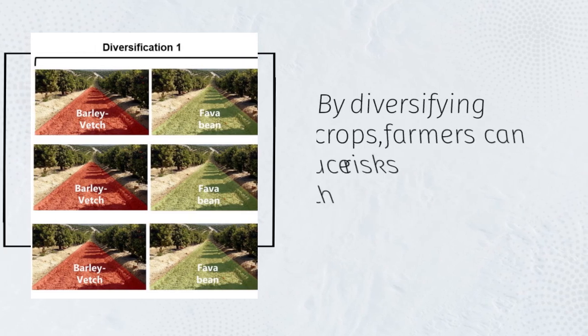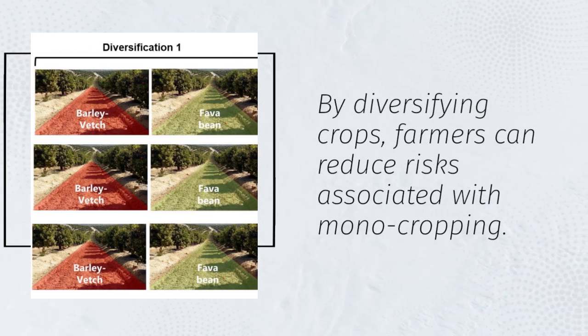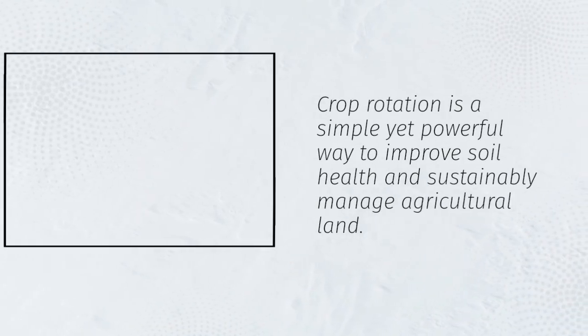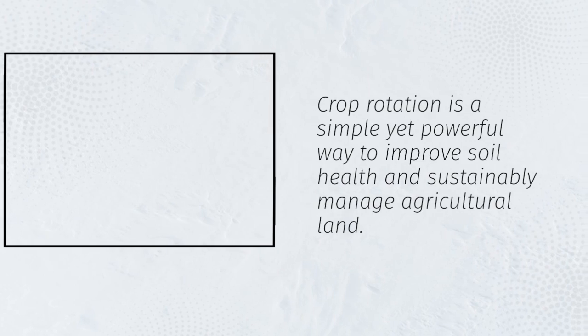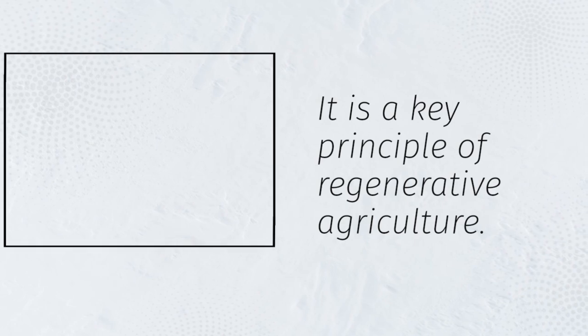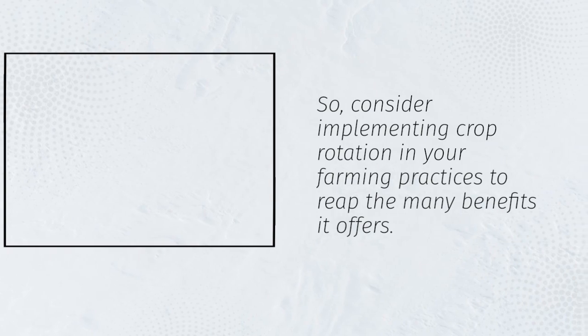By diversifying crops, farmers can reduce risks associated with monocropping. Crop rotation is a simple yet powerful way to improve soil health and sustainably manage agricultural land. It is a key principle of regenerative agriculture. So, consider implementing crop rotation in your farming practices to reap the many benefits it offers.